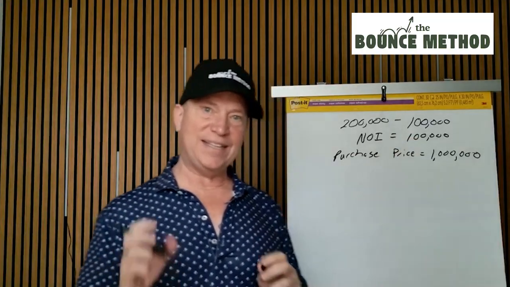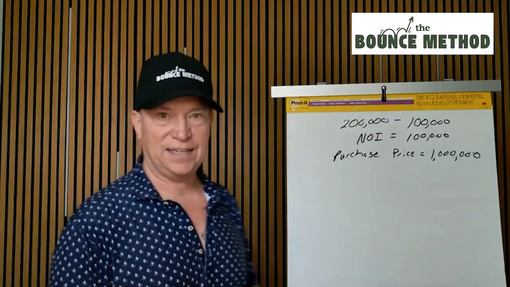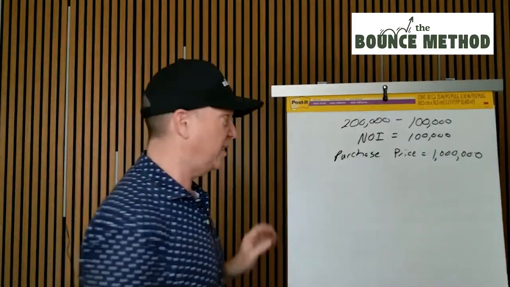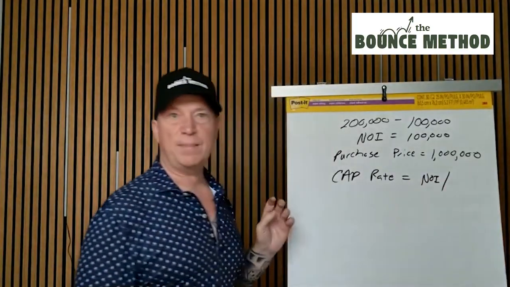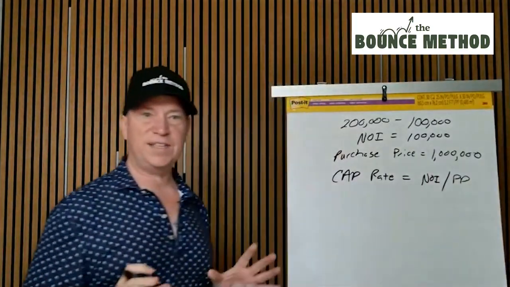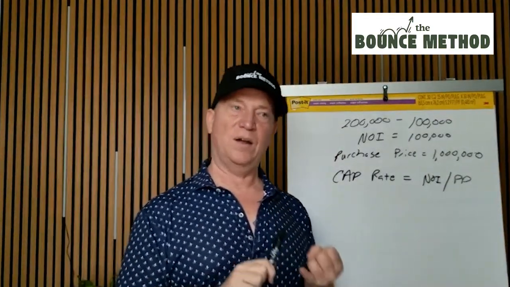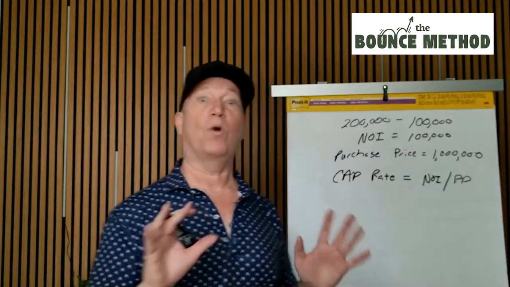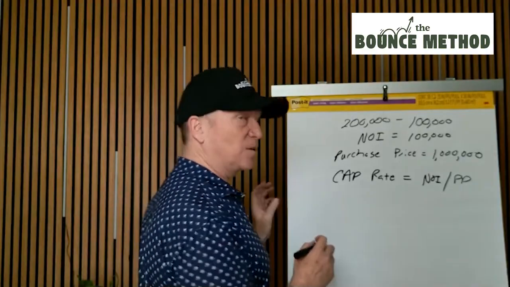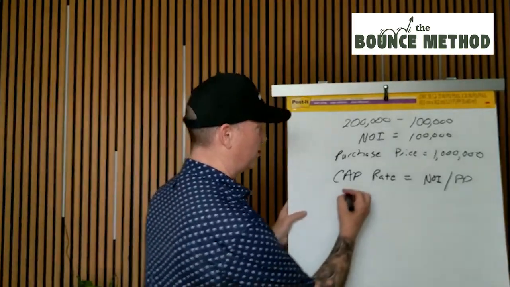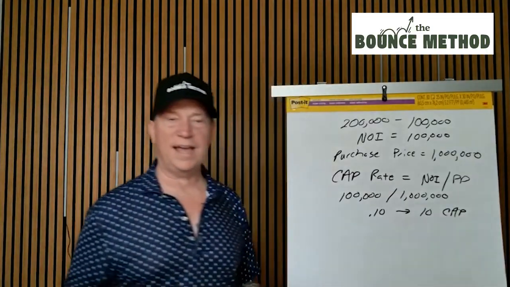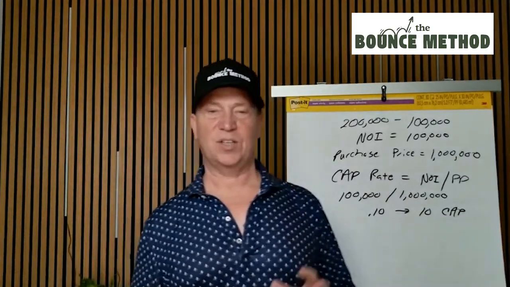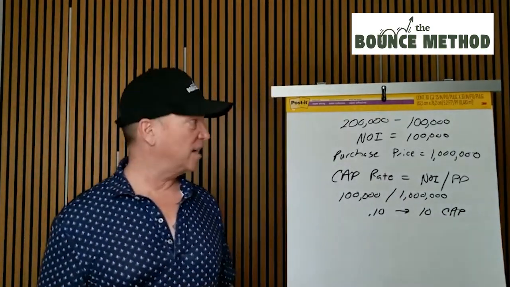Now, cap rate is simply dividing the NOI. Now, stay with me here. Cap rate is equal to my NOI divided by my purchase price. So in this instance, what was our NOI? $100,000. What is our purchase price? $1 million, right? So we're getting somewhere here now. So 100,000 divided by 1 million is equal to a 0.10 or a 10 cap. All right, so we're starting to finally see how this comes to life.